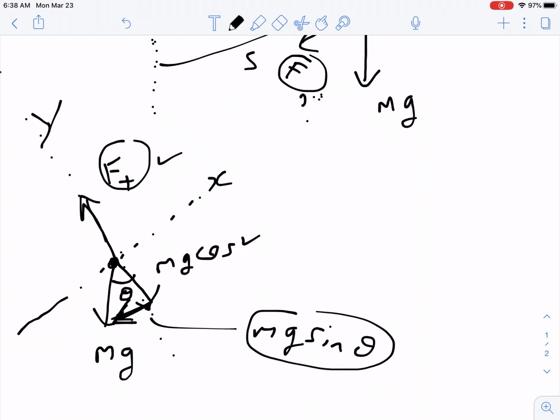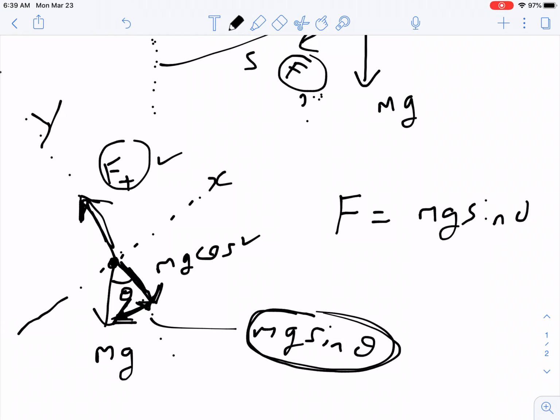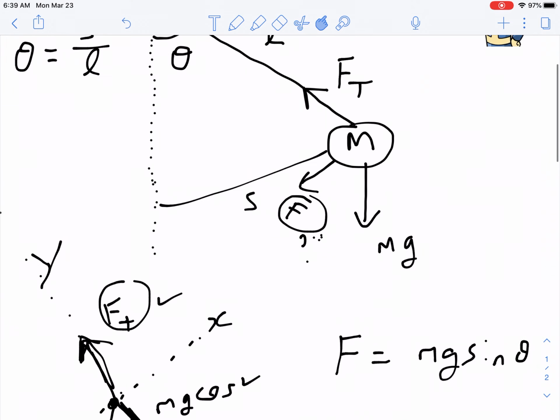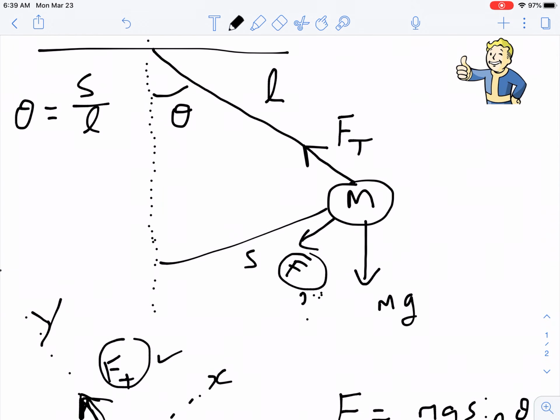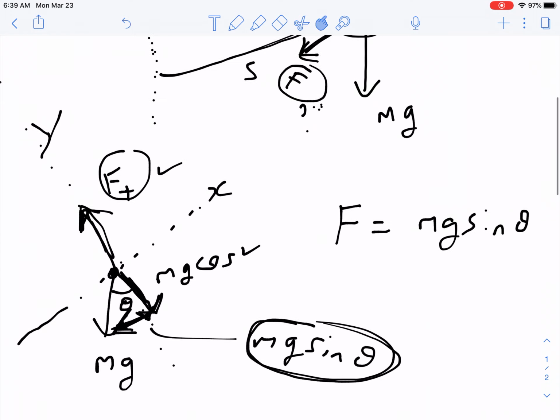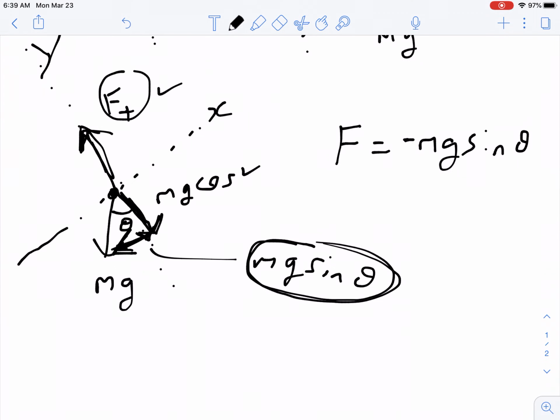If the vertical tension force and the vertical gravitational force cancel each other out, only the x component of gravity is left. That's this. So our restoring force is that. So for the pendulum, our restoring force is mg sine theta. Okay? Now if you go back to our pendulum, you can see that the force and the displacement are in opposite directions. I displace to the right, the force is to the left. They're in opposite directions. So we should include a negative sign here, okay?